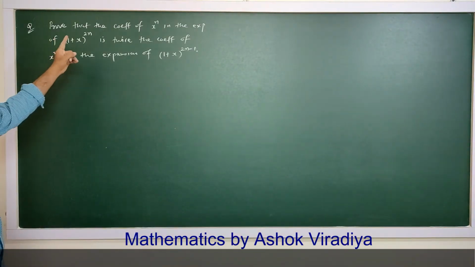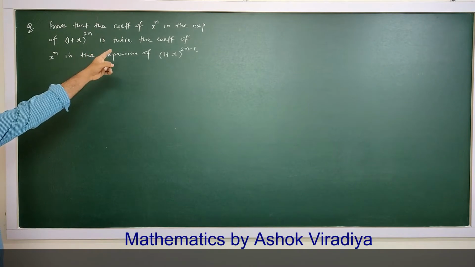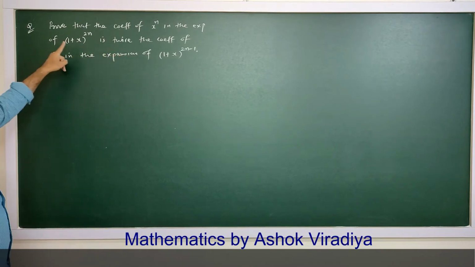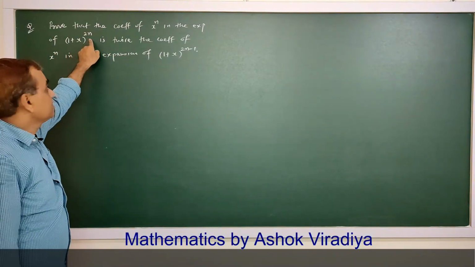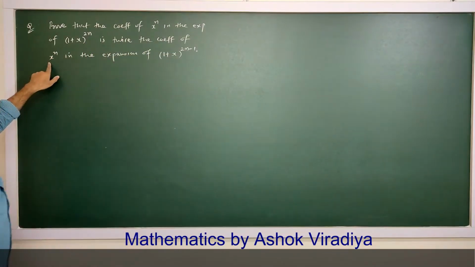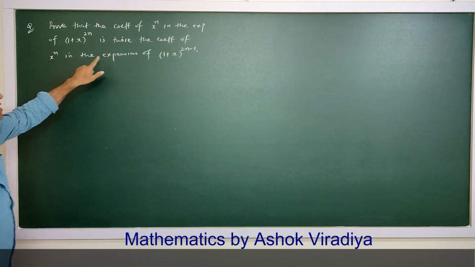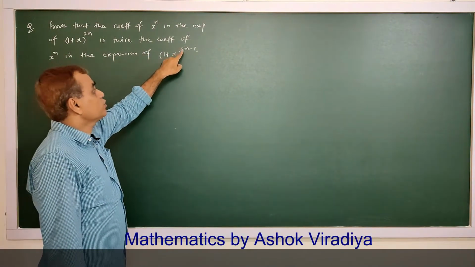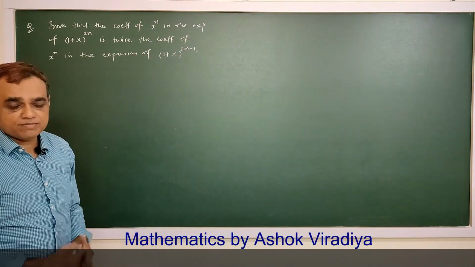Prove that the coefficient of x raised to n in the expansion of (1 plus x) raised to 2n is twice the coefficient of x raised to n in the expansion of (1 plus x) raised to 2n minus 1.